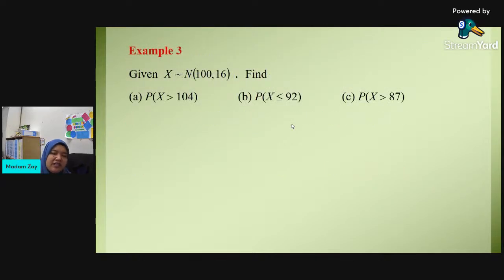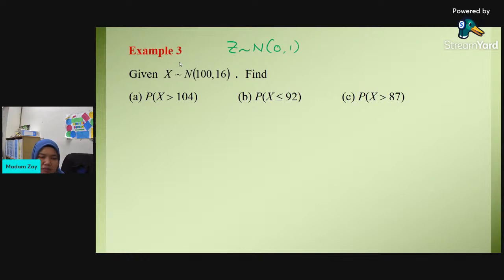Okay, jom kita tengok example 3. Example tu nanti lepas ni kita bincang. Okay, tadi kalau Z following normal, which is the standard normal, sebab parameter dia 0, 1, kita boleh directly tengok table. Tapi kalau untuk normal biasa, X is a normal with the mean of 100 and sigma square equal to 16, kita nak cari probability untuk X ni, kita kena tukarkan dia dulu dalam bentuk standard normal.